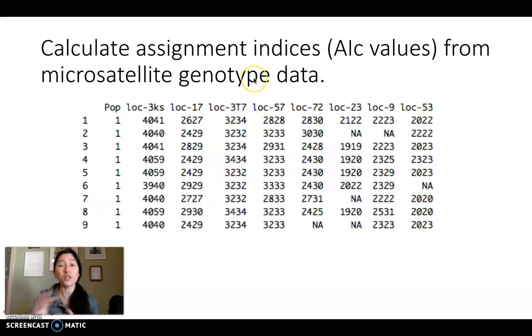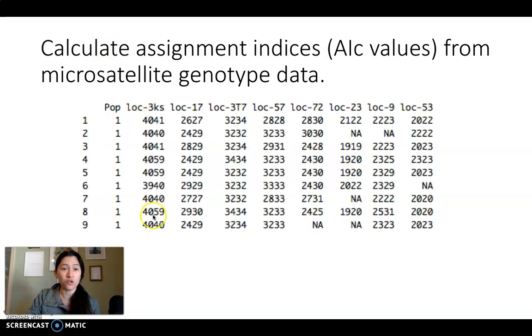And so what that means is you look overall for the population. So here, these are all the individuals that were collected from population 1. And what you can do is look overall at the genotype frequencies for this population. And then for each individual, determine what the chances are that that individual has a genotype that originated from that population, or if it's a rare genotype, what are the chances that that individual's genotype likely came from somewhere else?